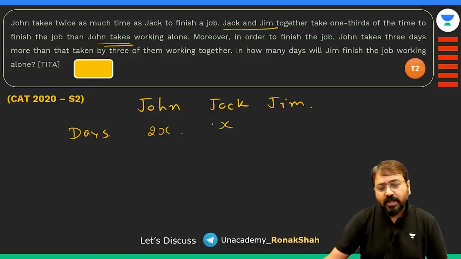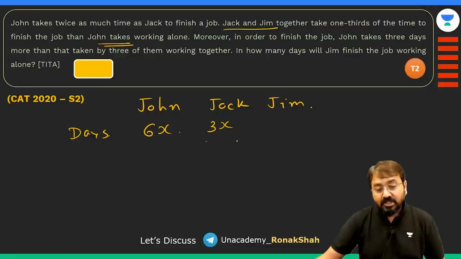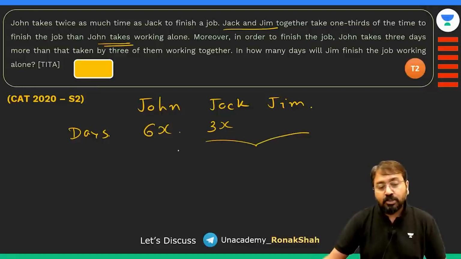So let's do it this way now. Let's take Jack as 3x. So John will be completing the work in 6x days, right? And Jack and Jim will be finishing the work together in 1/3 of 6x, that is 2x days.